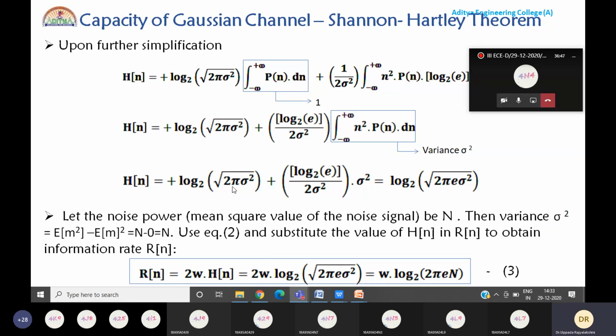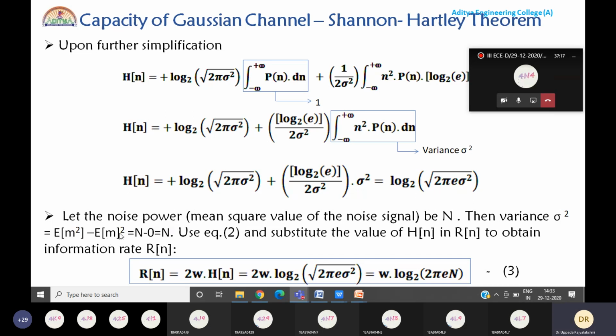So the first term is log A plus log B. Let us consider, it will be log AB. So root 2 pi sigma square into root e comes, so you can write it as root 2 pi e sigma square. So finally we obtained H of n, that is the entropy of the noisy channel, as log root 2 pi e sigma square base 2. Please remember this expression.